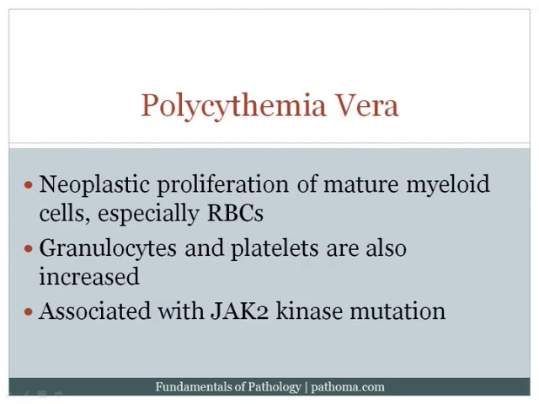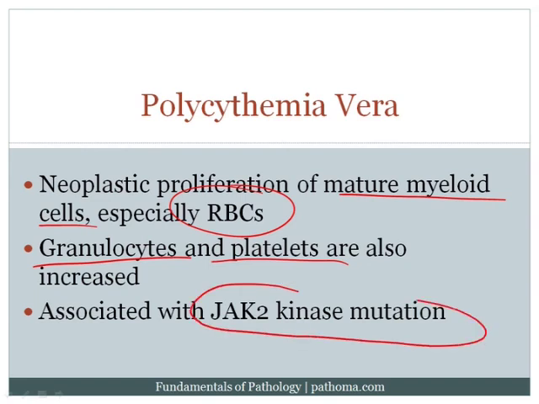The next disease that we want to discuss is polycythemia vera. Now, the idea here is that, again, you have a neoplastic proliferation of mature myeloid cells, especially the red blood cells. However, the granulocytes would be up, raising the white count, and the platelets would also be up. Very important that this particular disease is driven by JAK2 kinase mutation. That's super high yield for examinations, often shows up. JAK2 kinase mutation is what drives polycythemia vera.